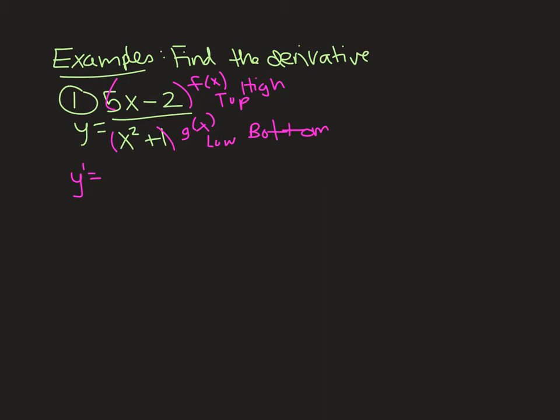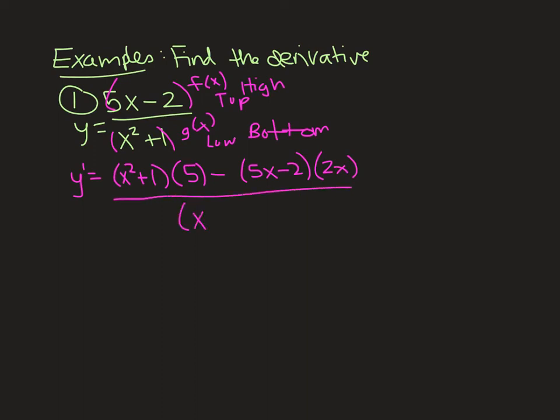So I'm going to start by doing the bottom of the fraction times the derivative of the top of the fraction. Derivative of my numerator is 5 minus my top function, 5x minus 2, times the derivative of the bottom. Derivative of x squared plus 1 is 2x. This is going to be all over x squared plus 1 squared.